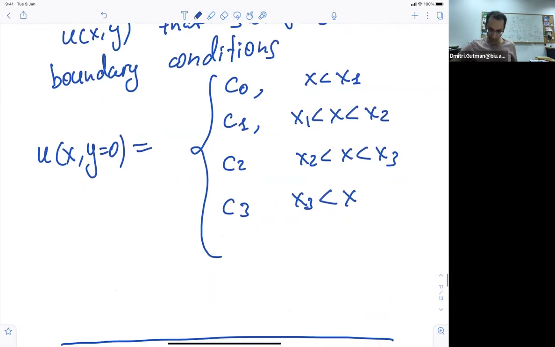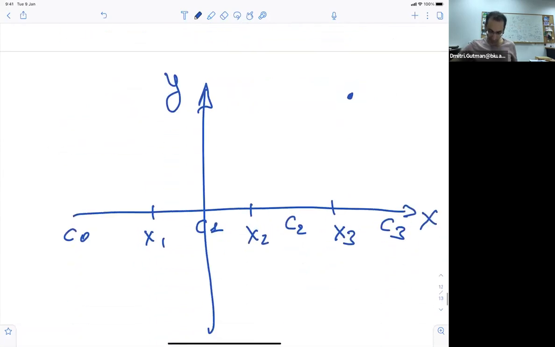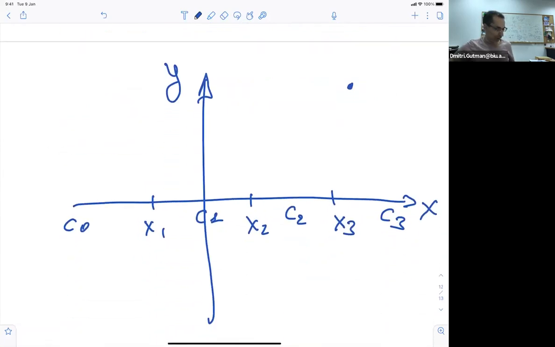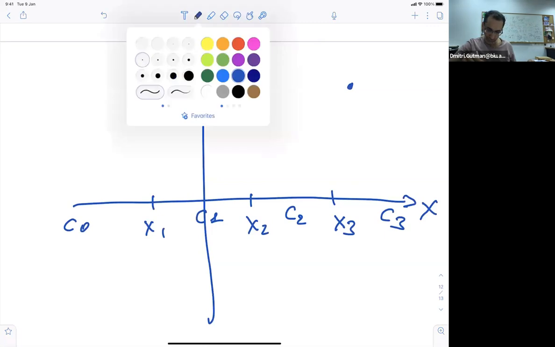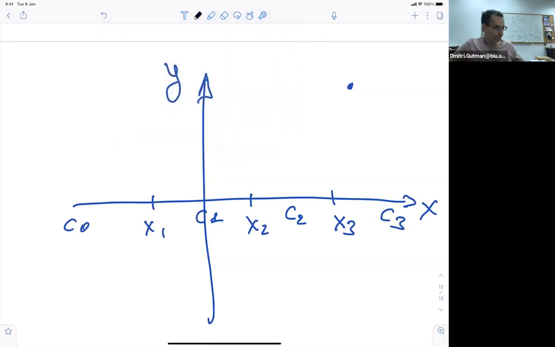So now, how do I pose boundary conditions on the real axis when the function jumps? How do we do that? Please help me. It's based on the same idea, just taken one step further.